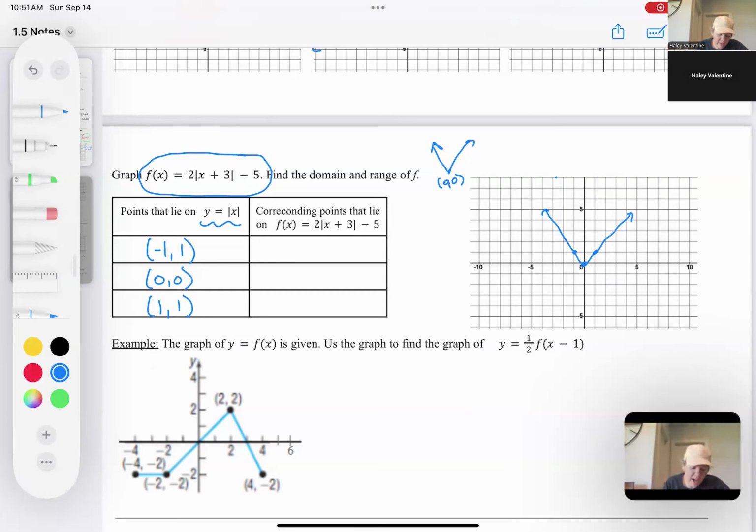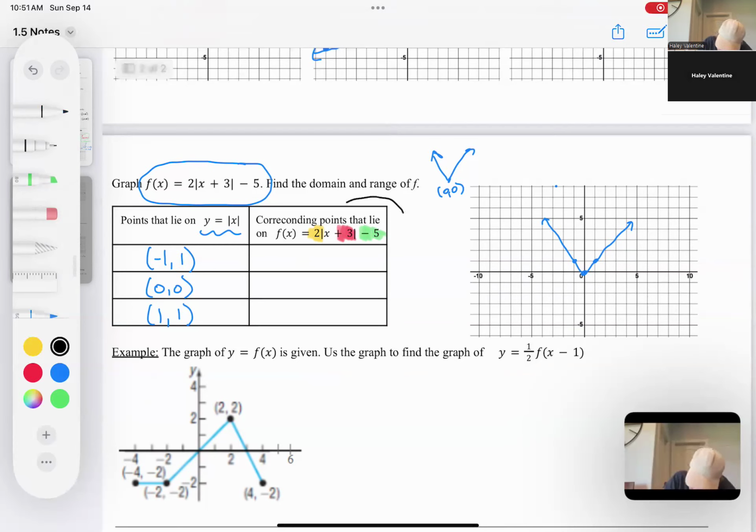Now, before I graph it, let's talk about what each of these transformations are doing, because now there's 3 of them and they each are going to do something different. So here, let's talk about the 2. The 2 is a vertical stretch. That vertical stretch means that we will multiply y values by 2. That's what the vertical stretch means. It's going to grow the y values by 2.